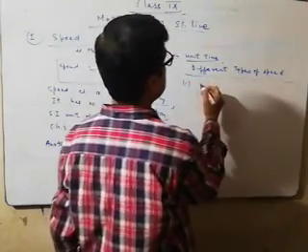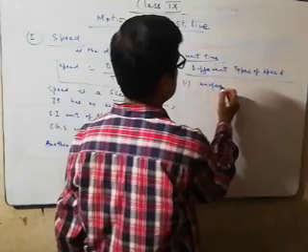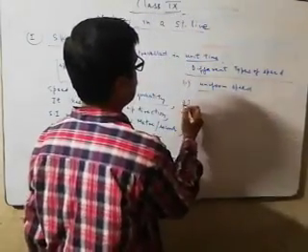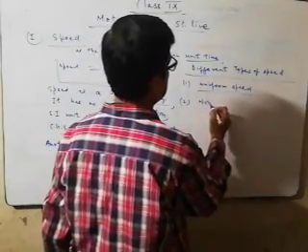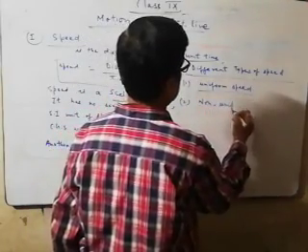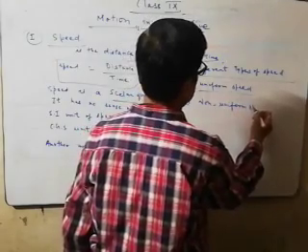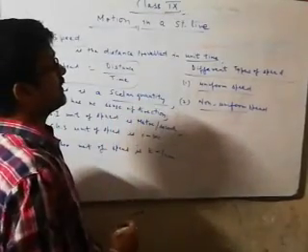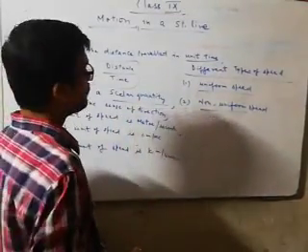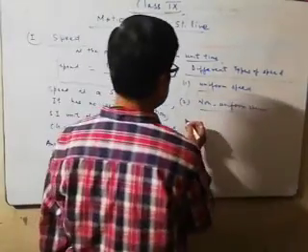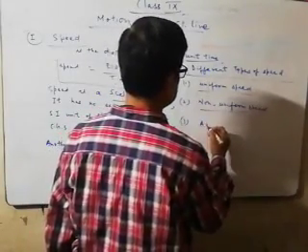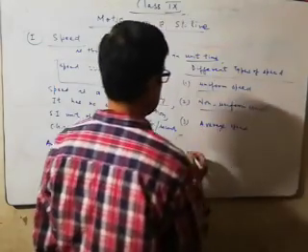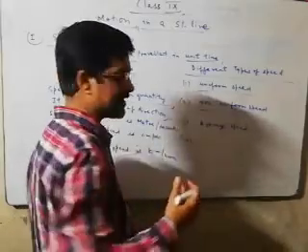First, uniform speed. Second, non-uniform speed. Then third, average speed, and fourth, instantaneous speed.